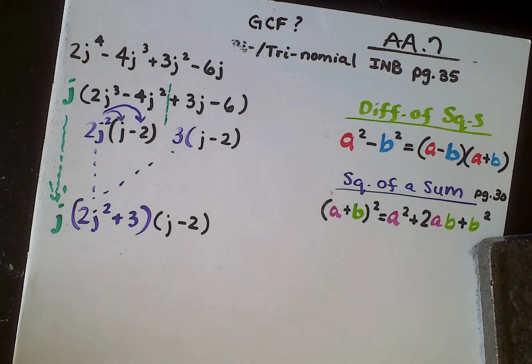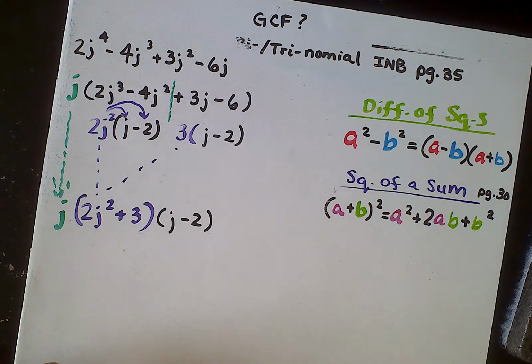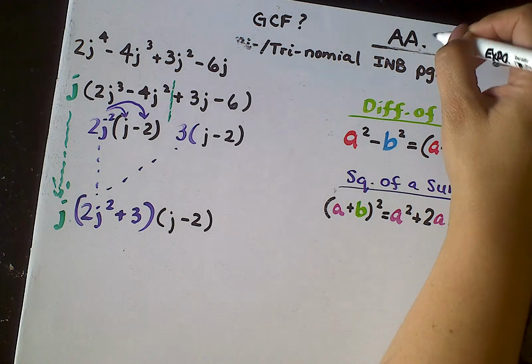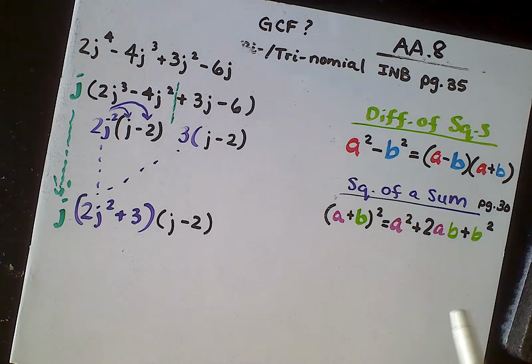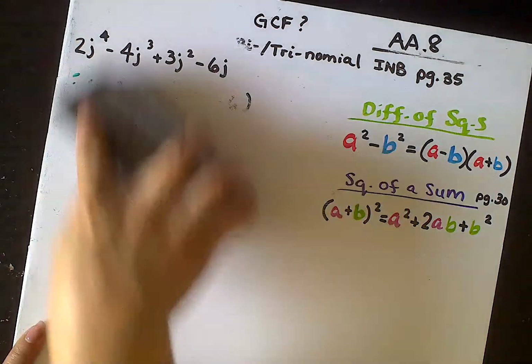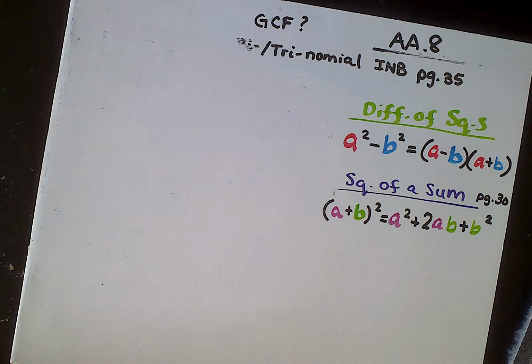You wanted the AA8, which is just factoring polynomials. I like this one because it's all of them. You might have a difference of squares, square of a sum, trial and error, or factor by grouping. So you really have to go through your steps to double check on these because it's going to have all of them combined.